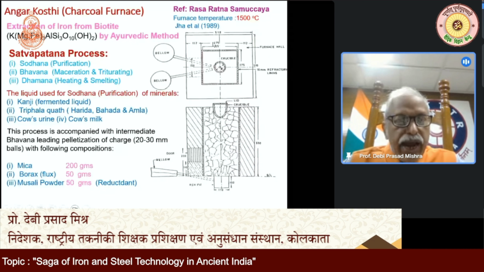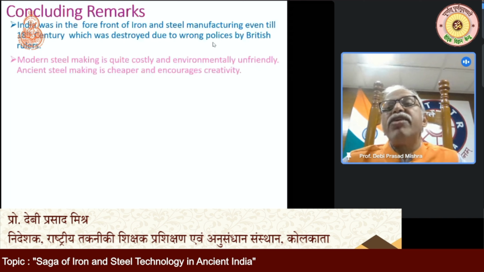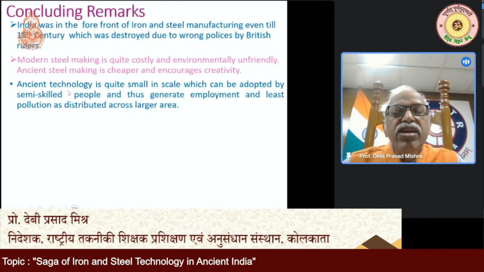Let me conclude that India was at the forefront of iron and steel manufacturing till the 18th century, which was destroyed due to the wrong policies of the British rulers and subsequently the Indian rulers after 1947. Modern steel making is quite costly and environmentally unfriendly, and the ancient system is cheaper and encourages creativity. Ancient technology is quite small in scale, which can be adopted by semi-skilled and skilled people, and it generates employment and least pollution as it is distributed across large areas.